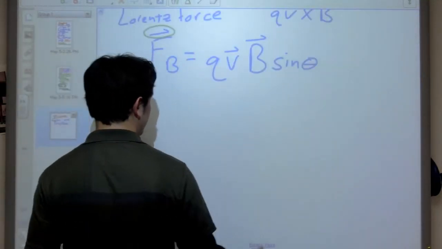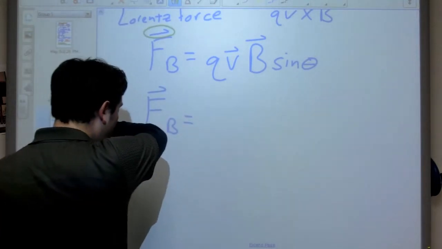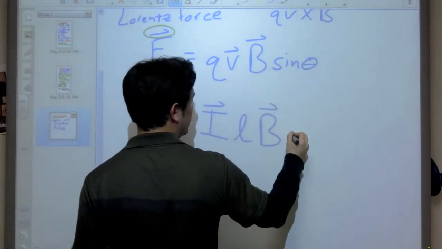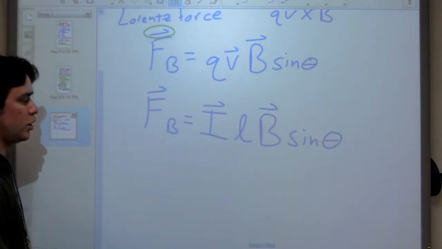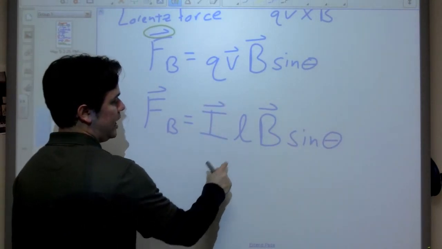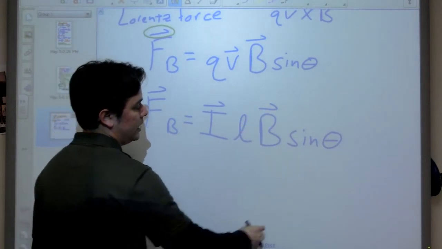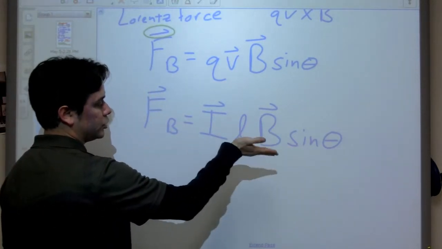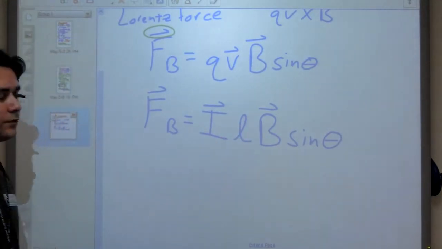Next one, the other form of this is going to be F_B = ILB sine theta. This is the force on a current carrying wire. Okay? I is the current going through the wire. L is the length of the wire that we are looking at. B is our magnetic field. And again, sine theta. So again, in this case, you point your fingers in the direction of the current, you curl them towards the magnetic field, and the resulting direction is the force on it.